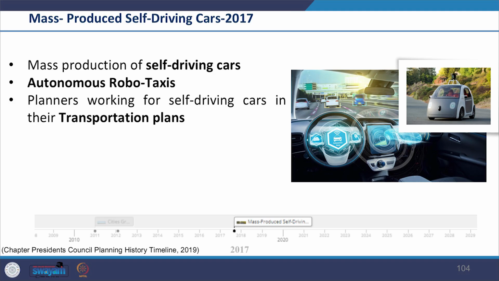Later in 2017, we see that mass-produced self-driving cars came into the picture. General Electric announced plans to begin mass production of self-driving cars with sales scheduled to begin in 2019. The company said its car will be utilized as fleets of autonomous robo-taxis. Planners across the country are working to accommodate the emerging reality of self-driving cars in their transportation plans. So, we see here driverless cars, and after 2019, we are in the domain of the pandemic, about which we have seen a specific dedicated series of lectures.